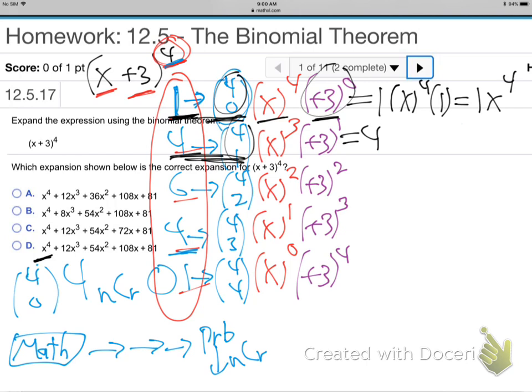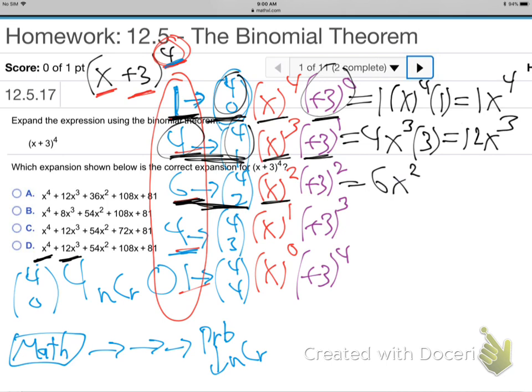All right, next comes this guy, which is 4, right? The 4 choose 1 came out to be 4, times x to the 3rd, times 3 to the 1, which is just 3. So that's 12x cubed. Sure enough, that's the second term. See how we're getting that? Third one, 6. This whole thing, 4 choose 2 is 6, times x squared, times 3 squared, which is 9, right? And then 6 times 9, 54, x squared, there it is.